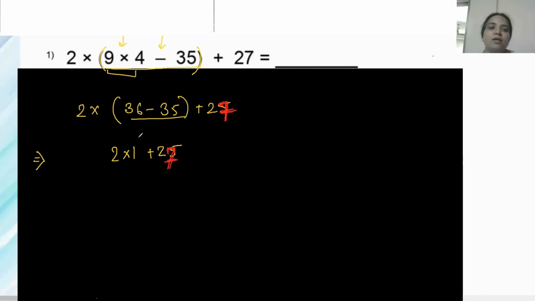Now 2 times 36 minus 35 is 1, right? So 2 times 1 is 2, plus 27 will be 29. So your answer is 29.